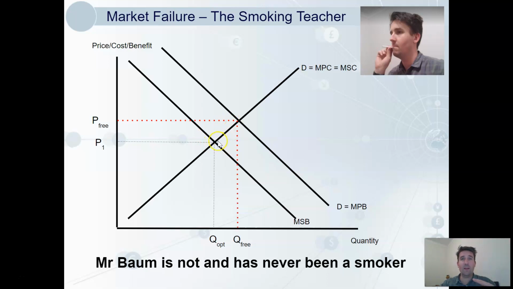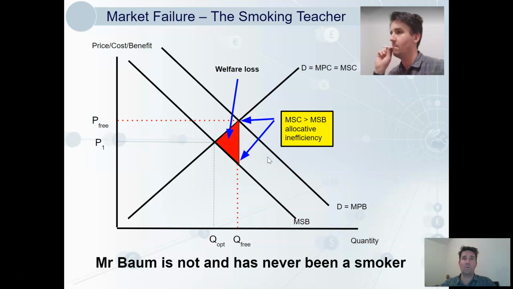If we look at the diagram, any consumption beyond Q opt means that costs to society, marginal social costs, are greater than the benefits to society. This represents allocative inefficiency. There is an over-allocation of resources towards smoking. All consumption beyond Q opt represents more social cost than social benefit, and the further we go, the greater the difference is. So it's small here, then the difference gets bigger and bigger. So the area here is what we call the welfare loss or the deadweight loss.